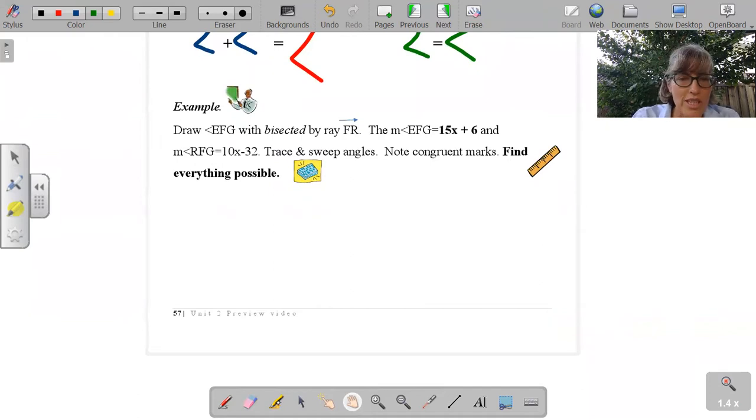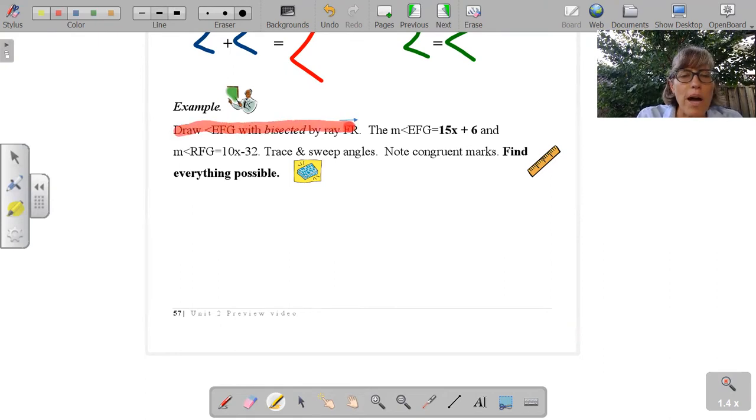We're going to do this one together. We're going to draw an angle EFG bisected by FR. It doesn't tell us how big it is. So we're just going to draw it and see what happens.